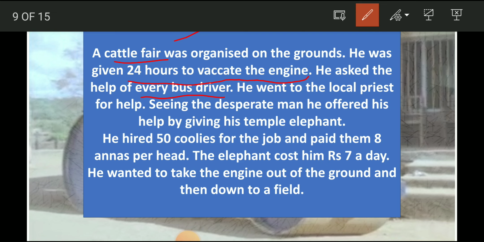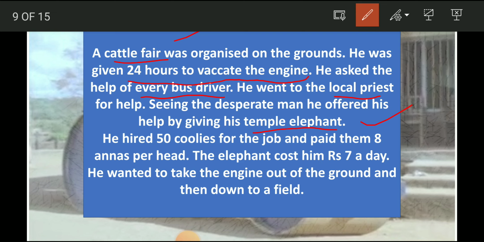And then from there he will sell it in Chennai or something like that, or Madras. Okay, then what he does, he goes to the local priest. Seeing that he is very helpless, the local priest tells him, I'm going to offer you my temple elephant, and with the help of the elephant, you just take that road engine from the Gymkhana grounds.